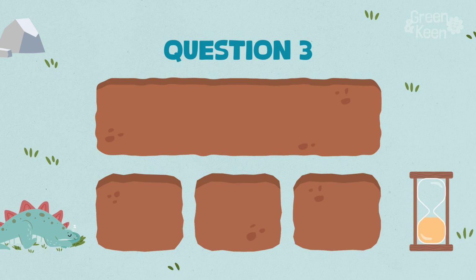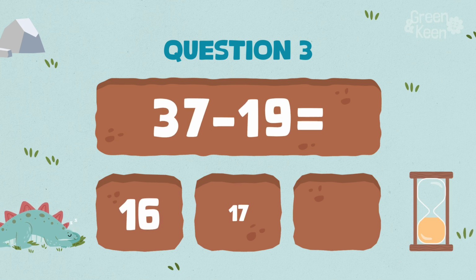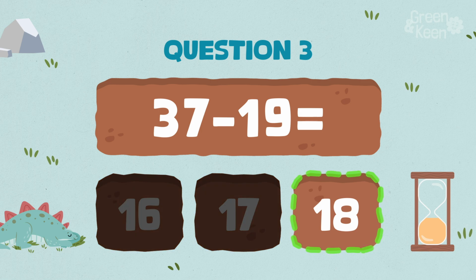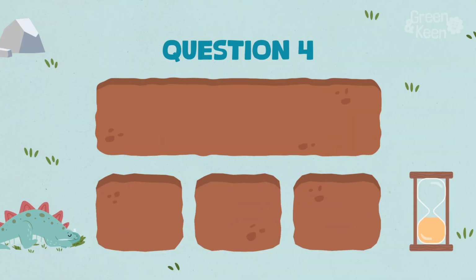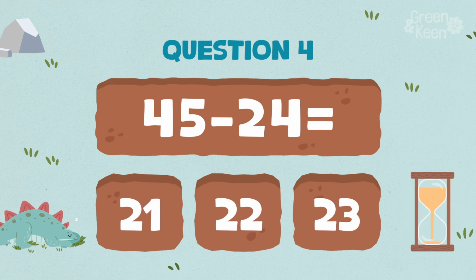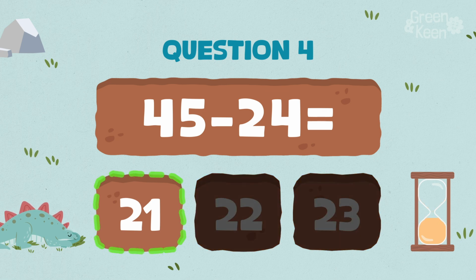Question number 3. 37 minus 19 equals... The answer is 18. Question number 4. 45 minus 24 equals... The answer is 21.